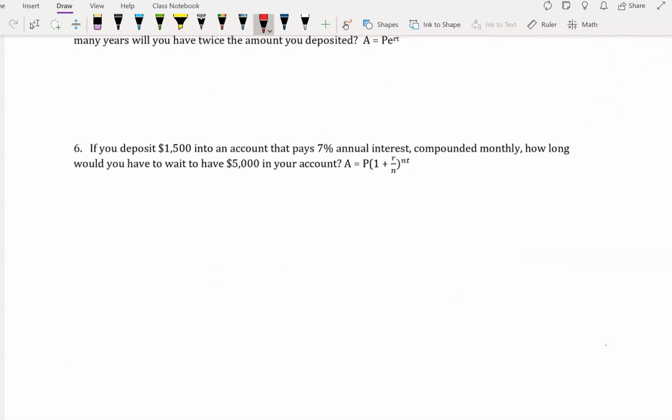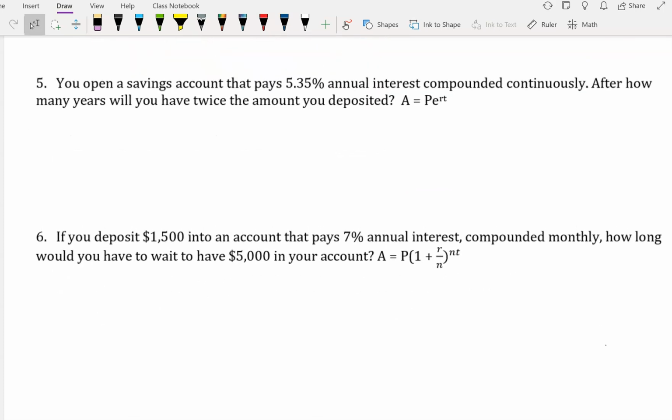All right, we are almost done. 2 more problems. You open a savings account that pays 5.35% annual interest compounded continuously. After how many years will you have twice the amount you deposited? So usually we use A equals, well, they wrote it right above there. We plug in for A and we plug in for P. The issue is they didn't give you a P value here.